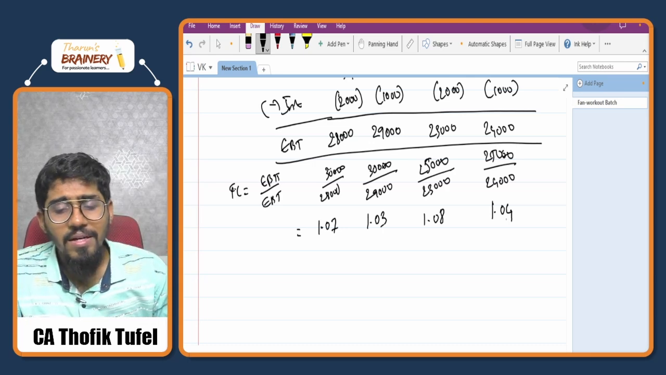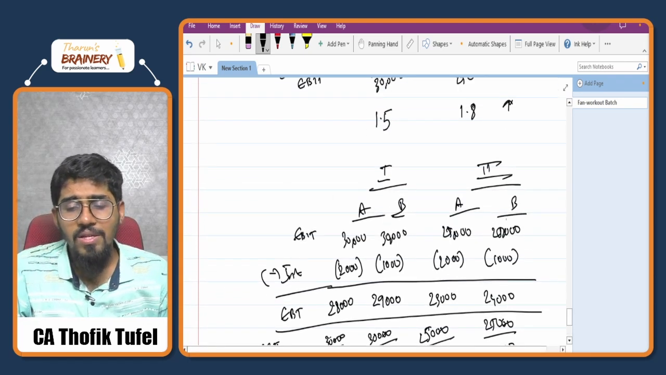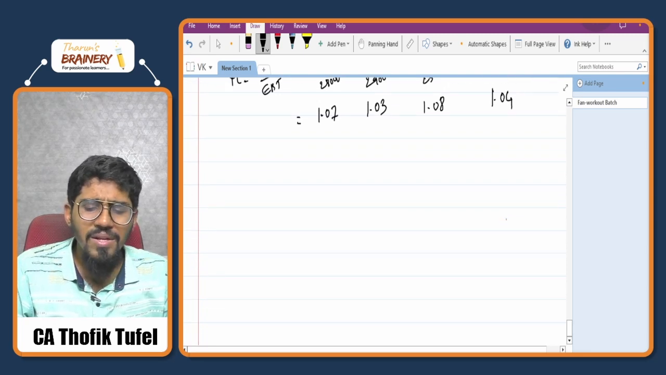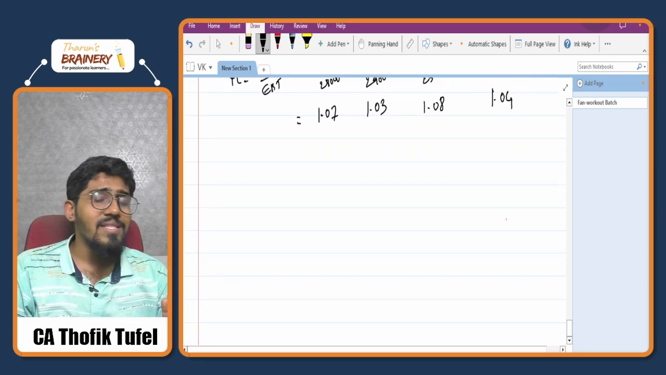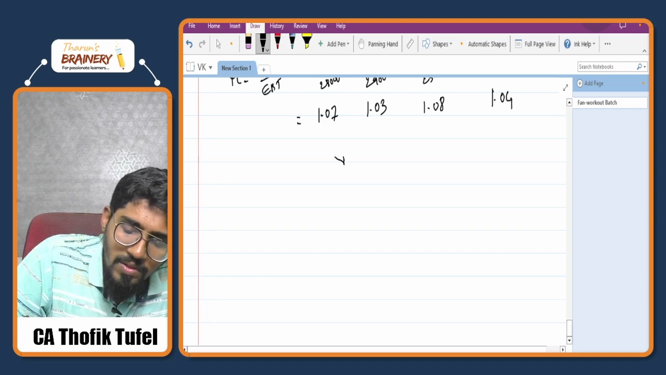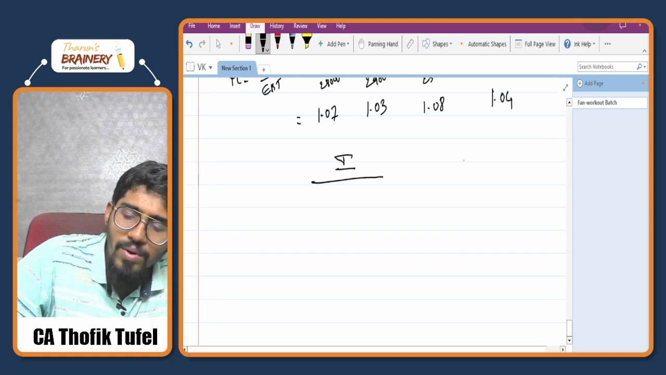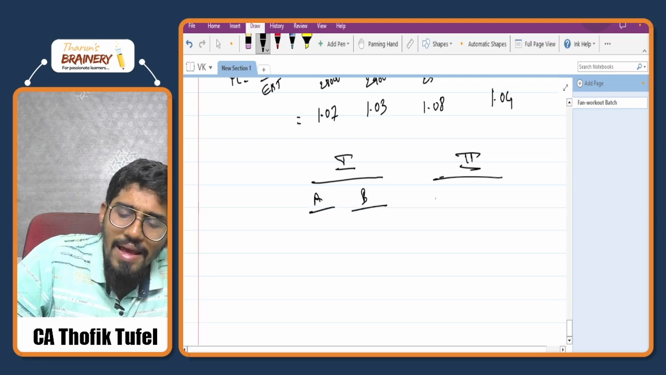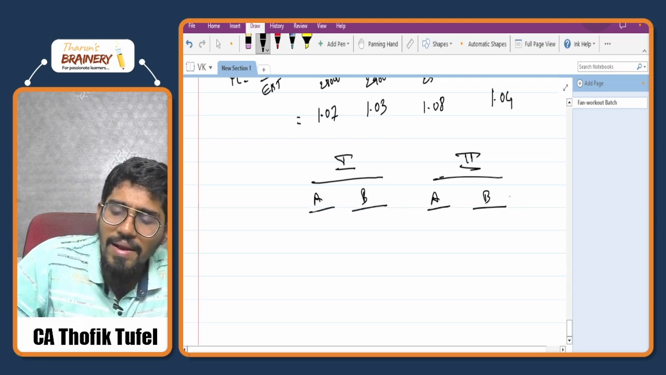So what have they asked? Find out operating leverage, find out financial leverage and find out combined leverage also. So what can we do now? Okay, let's create a summary for the examiner. Okay? So situation 1, situation 2, plan A, plan B, plan A, plan B.